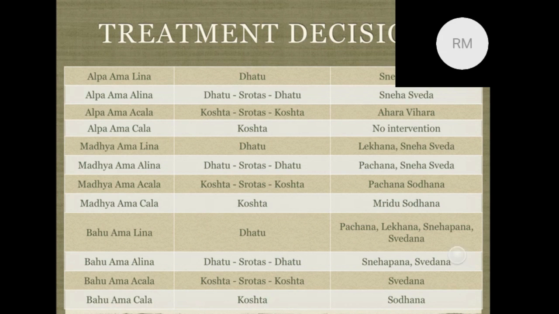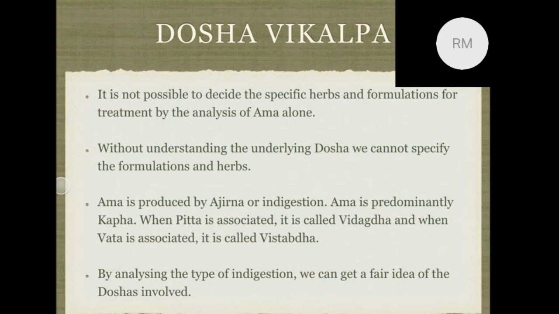So after the ama has been assessed, then we have to assess the dosha. And we already discussed quite a lot about how dosha can be assessed. So the general line of treatment is decided on the basis of the assessment of ama. We decide that we have to do shodhana or shamana or brimhana or langhana. Let me repeat this in English. Depending on the ama, we decide whether we have to do a cleansing therapy or not, and whether we have to do nourishing therapy or depleting therapy.